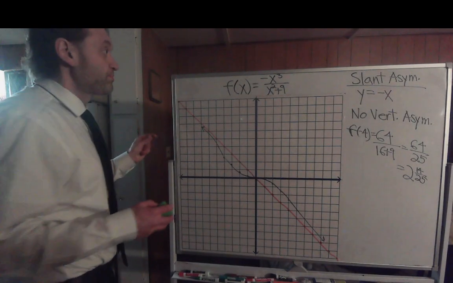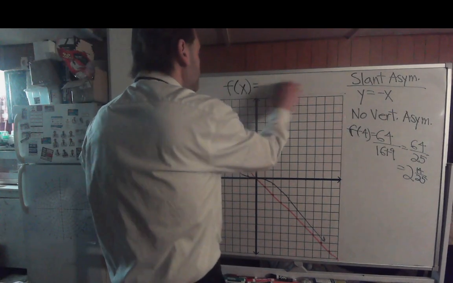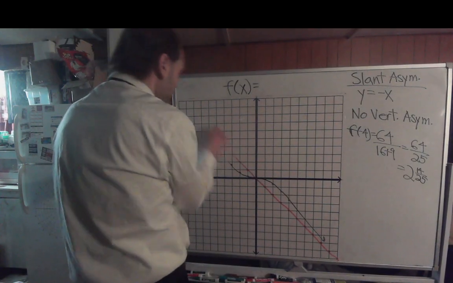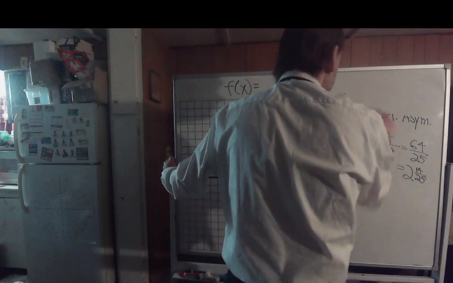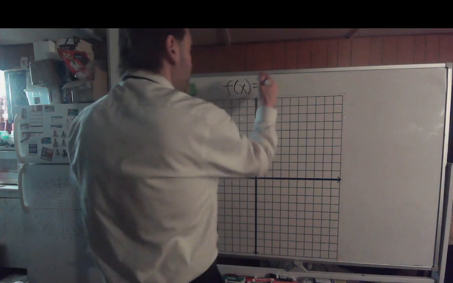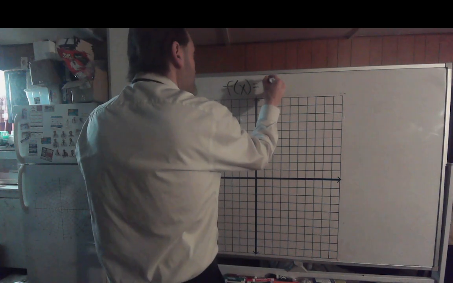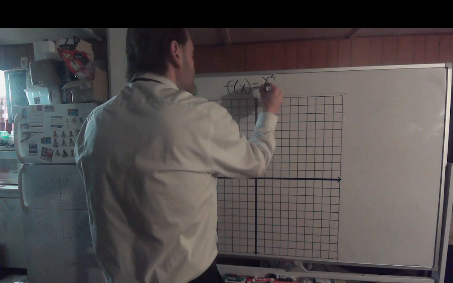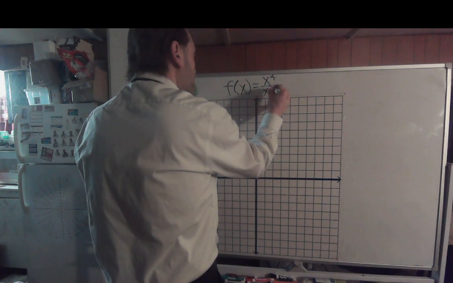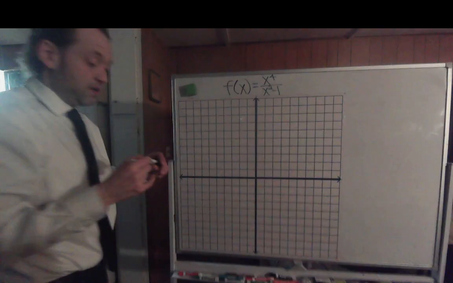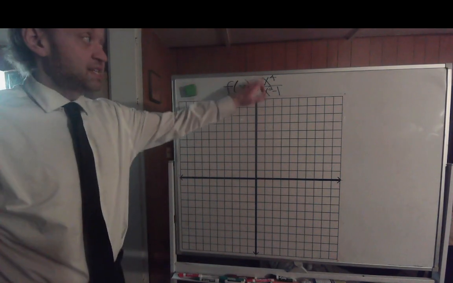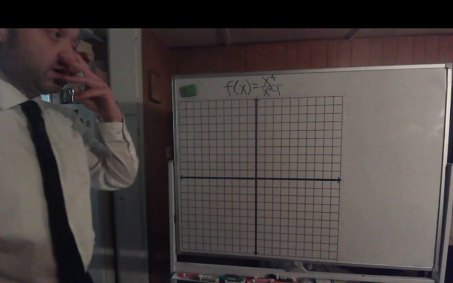Okay. Now, let's do something here. What if I had x to the 4th divided by x squared minus 1? So now I have f of x equals x to the 4th divided by x squared minus 1.